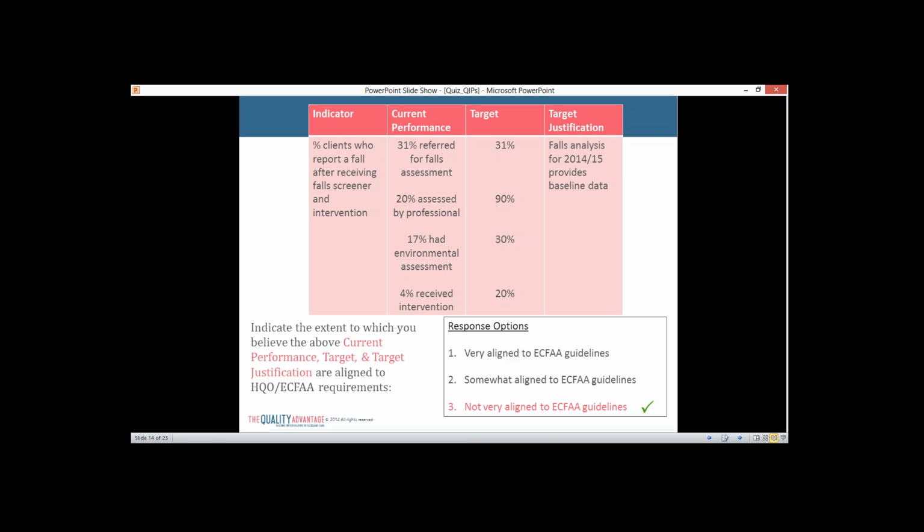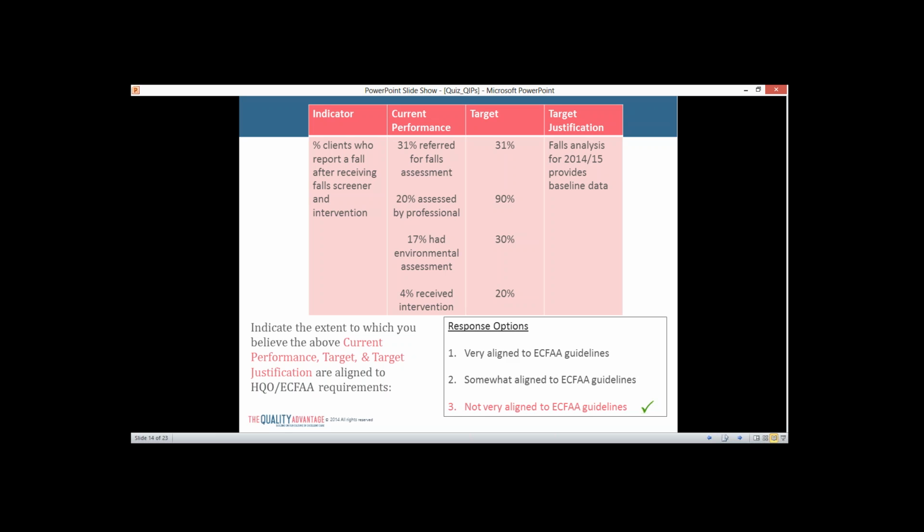The targets are potentially okay targets, with the exception of the first one, where you would expect that they were probably maintaining this. We don't generally want to maintain for a process measure, only for an outcome measure. So if this was on the outcome side, it would be okay to maintain, but on a process side, you'd want to see it increase.